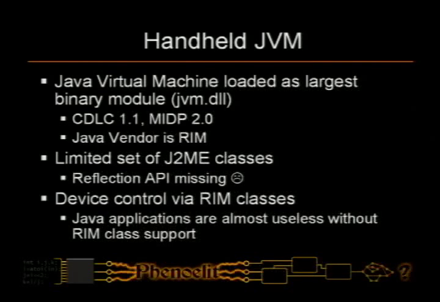Unfortunately, with the Java classes there is not a full set, so you don't have the reflection API, for example. And for that, you get tons of RIM classes. The RIM classes are used to communicate with the device, to show something on a display, get some user input, talk GSM or send an email and whatnot. And as soon as you want to instantiate an object out of the RIM classes, it checks the signature of your application, and your application has to be signed by RIM.